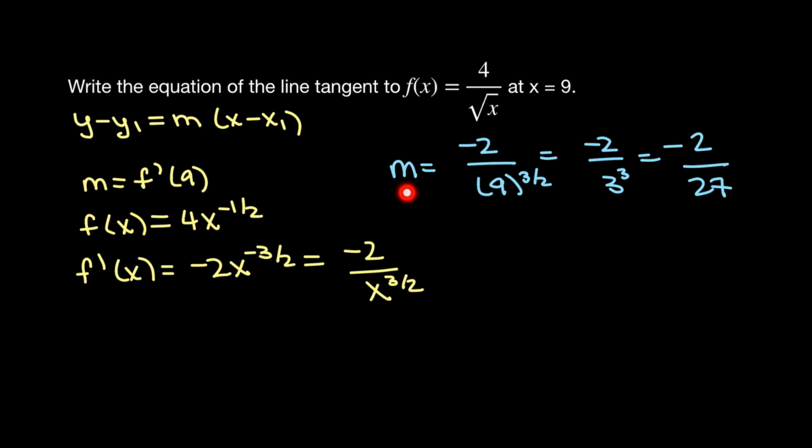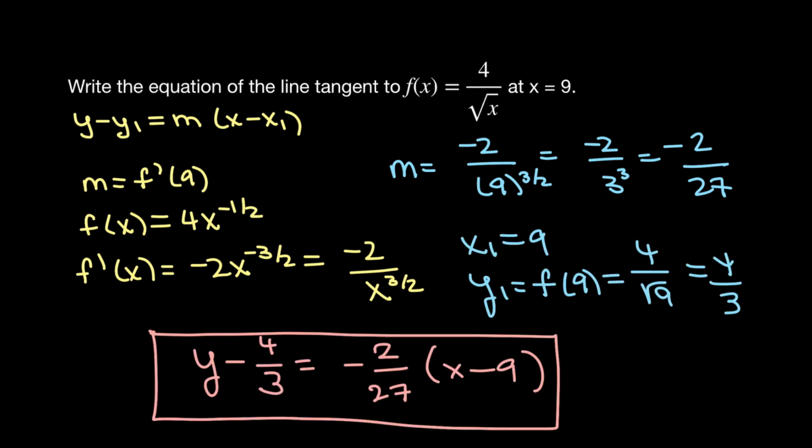To find my slope at x equals 9, I'm just going to put 9 in for x. So I got negative 2 divided by 9 to the 3 halves. 9 to the 3/2, that means I have to take the square root of 9, which is 3, and then cube it. So I got 27 in the denominator, so my slope would be negative 2 divided by 27. So that's the slope of my tangent line.